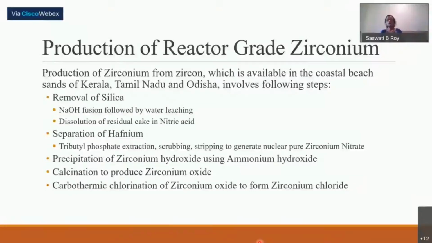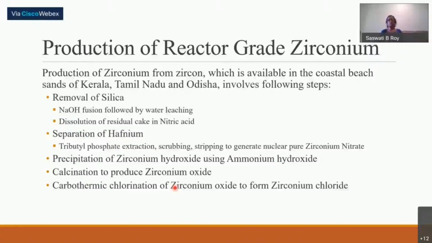And now this nuclear pure zirconium will be taken for zirconium metal production. For this, the first step, once the purification, which is called the refining of zirconium, is over, we precipitate zirconium hydroxide by using ammonium hydroxide. And after this, we do a calcination to get zirconium oxide, and then this zirconium oxide will be converted to zirconium chloride.